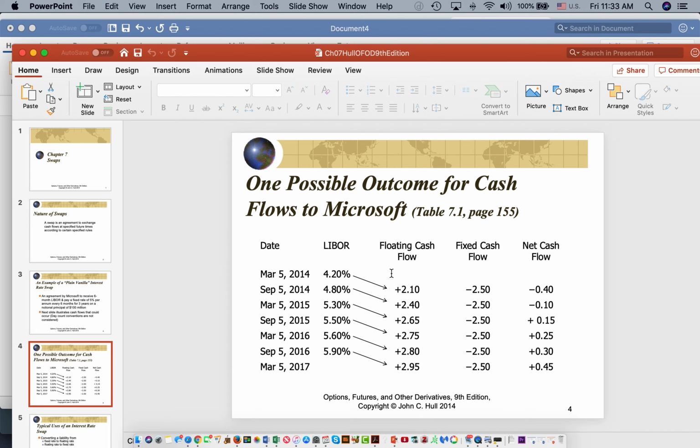And one thing to notice is that it is fixed earlier and then paid in arrears. So LIBOR is fixed at 4.2 and then it is paid the following 3 months or 6 months, whatever the terms of agreement is. And that's the way it is. On the other hand, the fixed cash flow remains the same. And then it is always paid in net terms multiplied by the notional principal of the swap.